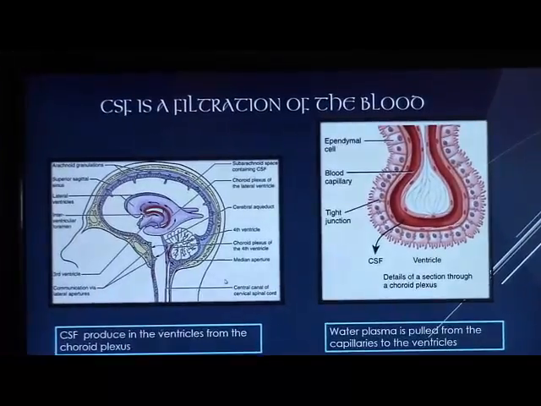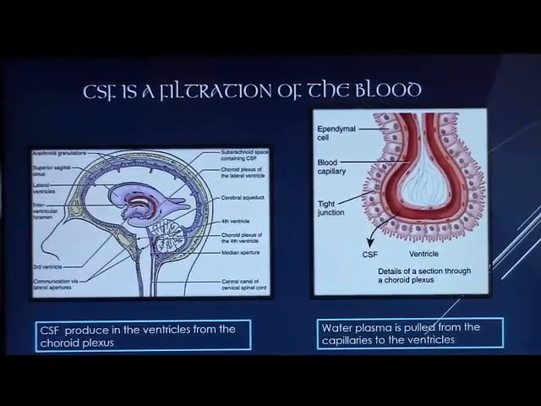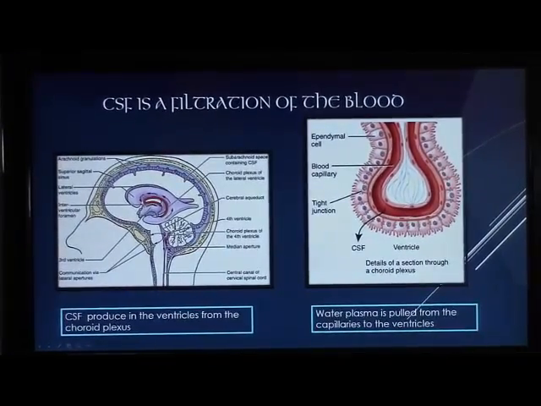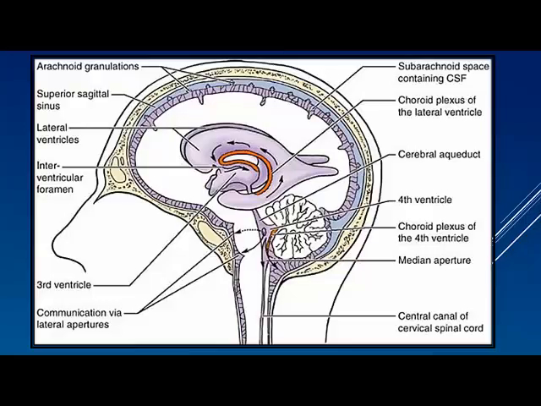So the CSF is produced in the ventricles, in the middle of the brain. This is where the CSF will circulate, but it is really produced in the choroid plexus. The choroid plexus is that red area here. The choroid plexus becomes apparent in an embryo around 7 weeks of gestation. This is when the cerebrospinal fluid will start to circulate in the embryonic brain.